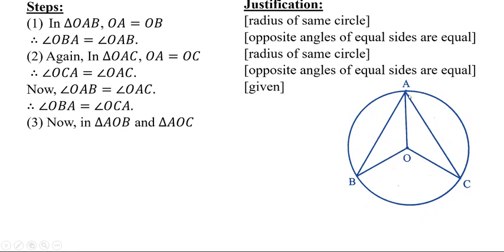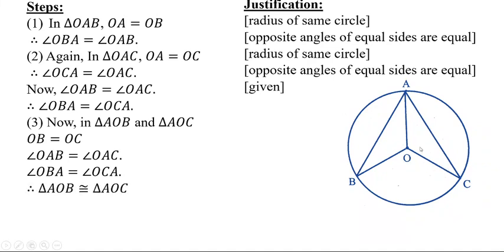Now, in triangle AOB and triangle AOC, OB and OC are equal. Angle OAB and angle OAC are equal. Angle OBA and angle OCA are equal. Therefore, triangle AOB and triangle AOC are congruent. Therefore, side AB and side AC are equal. It is our required proof.